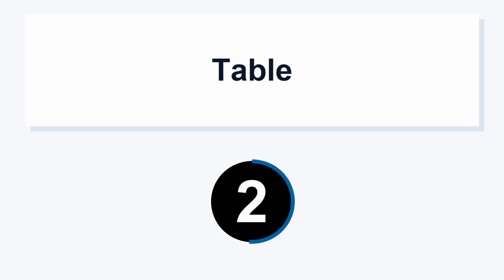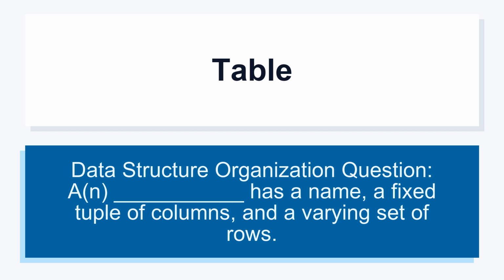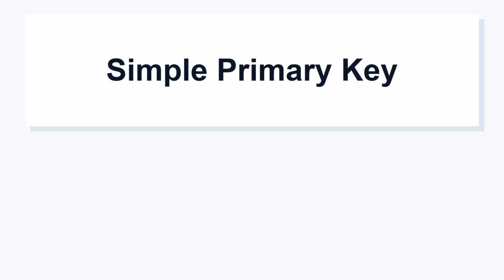Table. Data structure organization question: a blank has a name, a fixed tuple of columns, and a varying set of rows. Simple primary key.